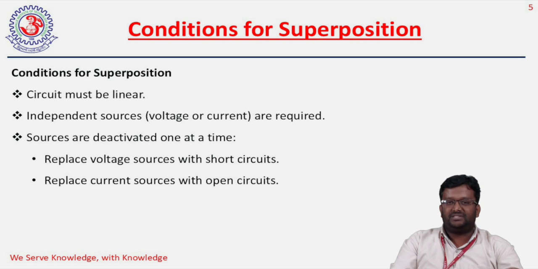There are some conditions specified to apply the superposition theorem to linear systems. The first one is the circuit should be linear. It must be linear, as well as it should contain independent sources. The third point is that alternatively we need to deactivate the sources. By using these three conditions we can analyze the DC circuits.